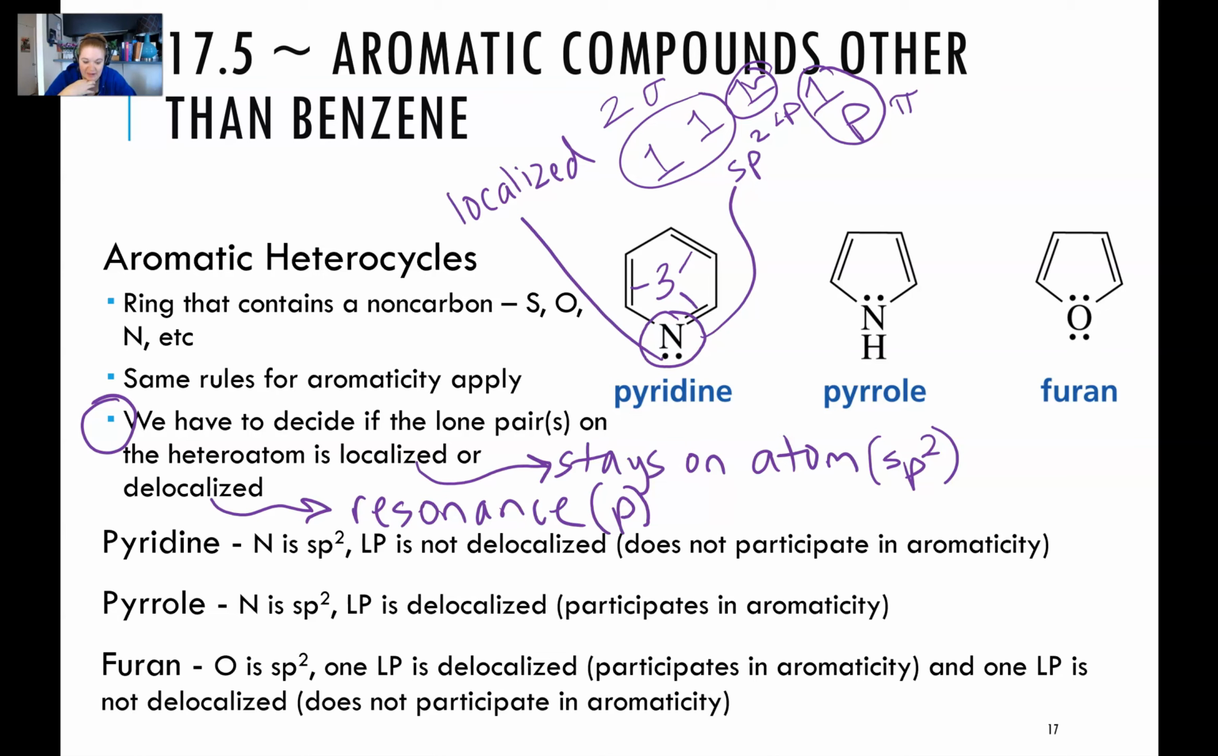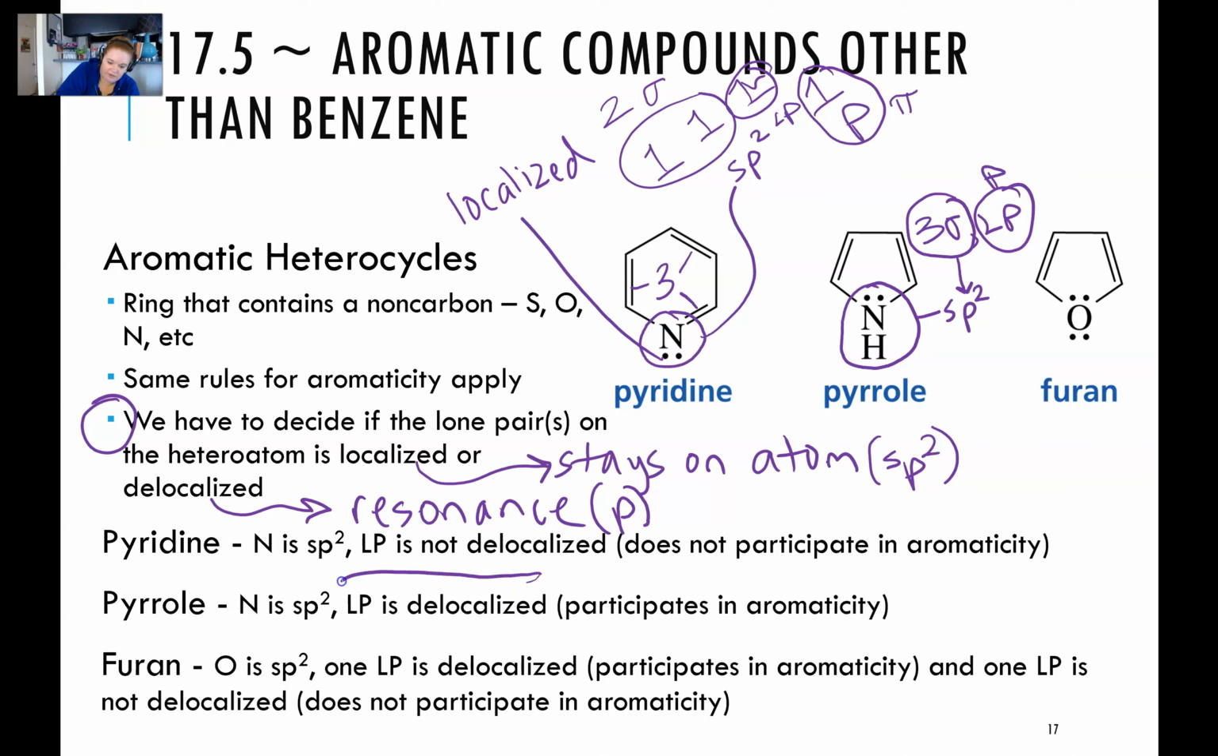In the next compound, pyrrole, again, our nitrogen is going to be sp2 hybridized. The difference between pyridine and pyrrole, though, is whether or not it has a double bond. So in pyrrole, it has 3 sigma bonds and a lone pair. These 3 sigma bonds are the sp2 orbitals, and that lone pair is the p orbital. So our lone pair in pyrrole is delocalized. That makes up the 3rd pair. So 1, 2, 3, we have the 3 pairs.